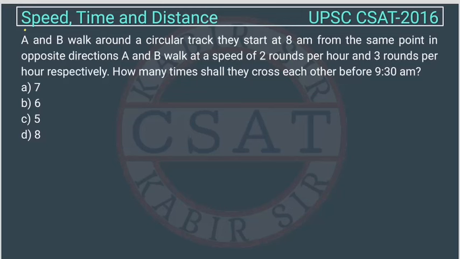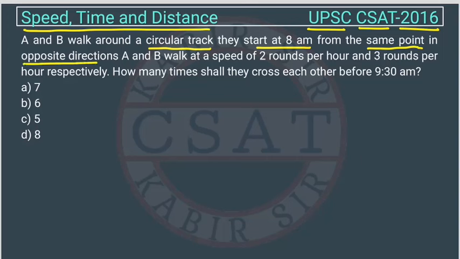This is a question from Speed, Time and Distance asked by UPSC in their CSAT paper of 2016. A and B walk around a circular track. They start at 8 am from the same point in opposite directions. A and B walk at a speed of 2 rounds per hour and 3 rounds per hour respectively. How many times shall they cross each other before 9:30 am?